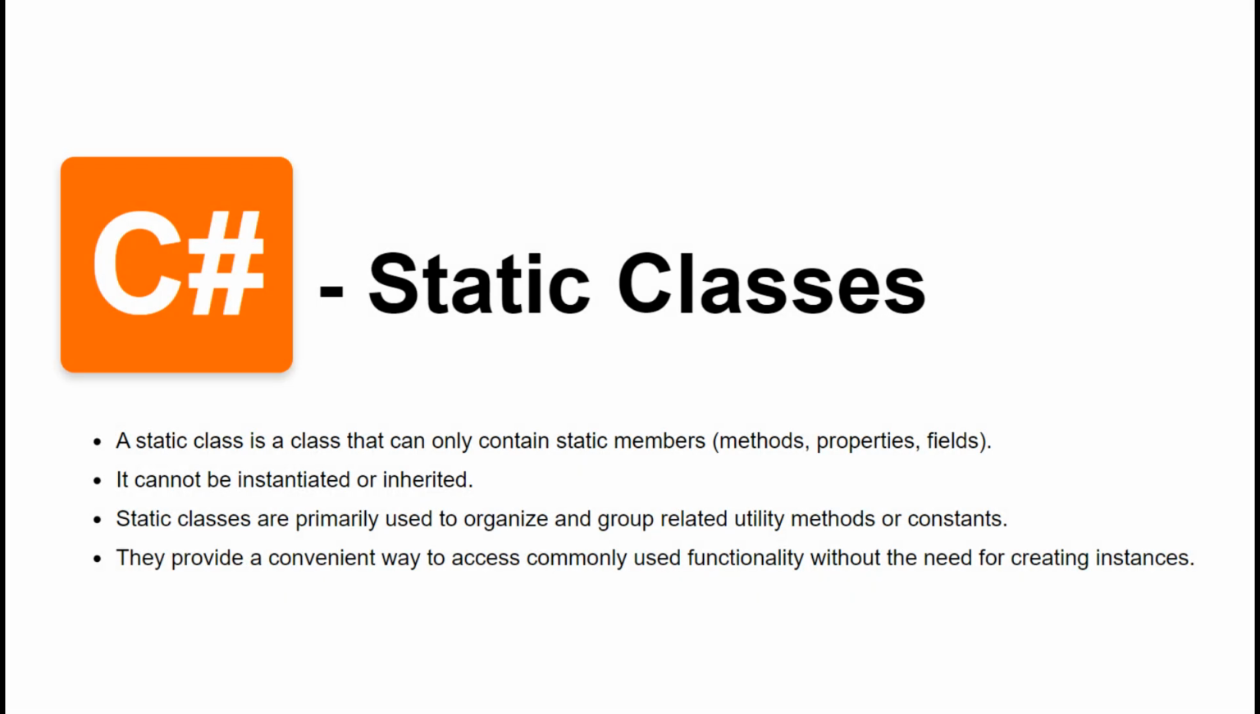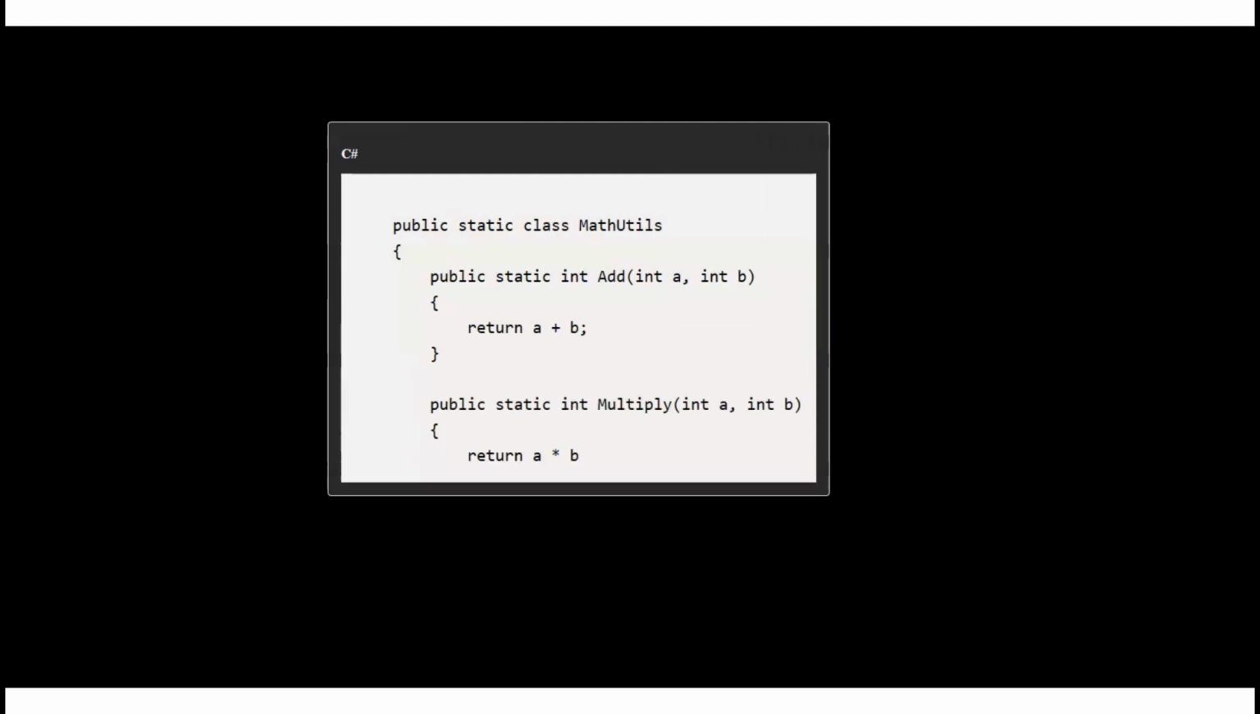In C#, a static class is a class that cannot be instantiated or inherited. It is actually designed to provide utility methods or act as a container for a group of related methods or properties that can be accessed directly without creating an instance of the class. To declare a static class in C#, you need to use the static keyword in the class declaration, and here's a code snippet that demonstrates that.